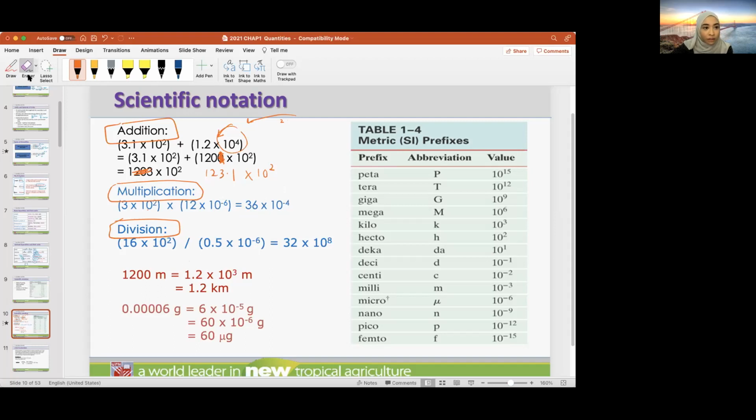And then division, kalau kita punya to the power of ni, for multiplication kita tambah, for division we subtract. So 10 to the minus 6 is subtracted from 10 to the 2. So 2 minus minus 6 gives you 10 to the 8. And 16 divided by 0.5 is 32. Okay. I hope I'm not confusing anyone.